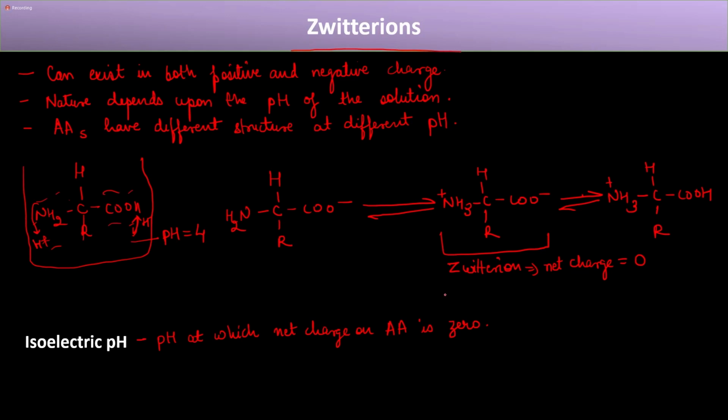Now, this isoelectric pH will also vary from one amino acid to another. For one amino acid, the isoelectric pH can be 4, while for another amino acid, it can be 12. But we understood what isoelectric pH is: it is the pH at which the net charge on the amino acid is 0, or you can say that at this time it exists as a zwitter ion.